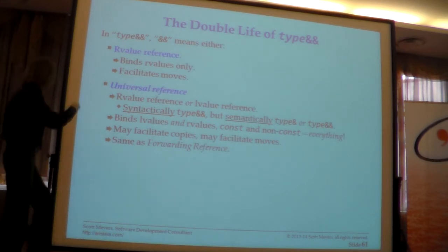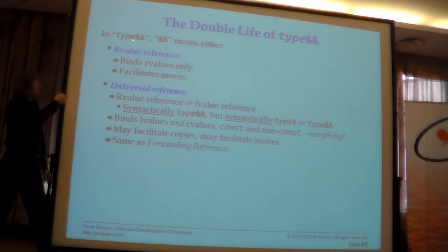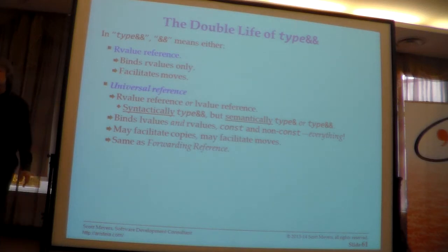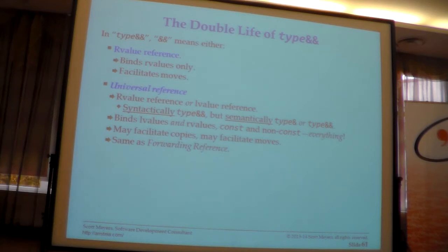This is the thing. When you see a type and then T&&, the T&& either means an R-value reference. If it means R-value reference, it only binds R-values and it facilitates moves. The purpose of an R-value reference is to identify objects that can be moved from.